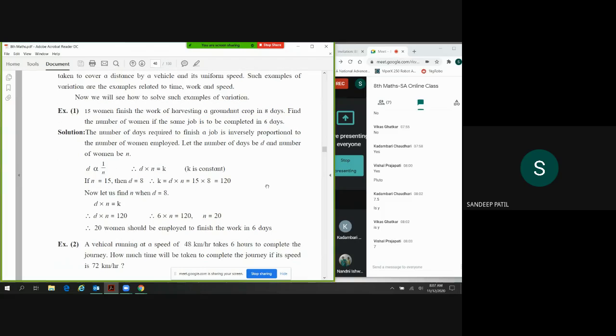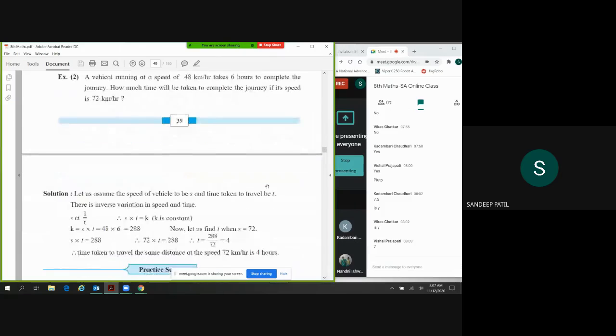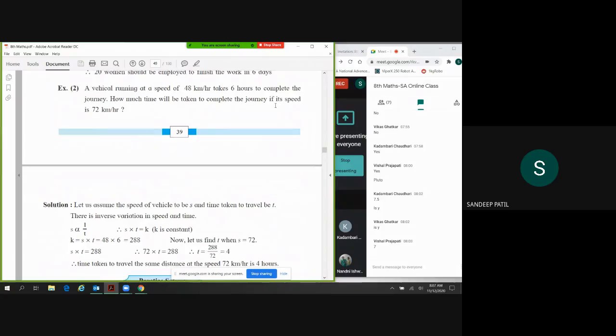Another very good classic example is a vehicle, right, which we are more familiar with. Okay, so a vehicle running at a speed of 48 kilometer per hour takes 6 hours to complete the journey. How much time will be taken to complete the journey if its speed is 72 kilometer per hour?